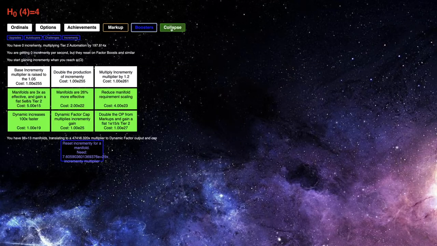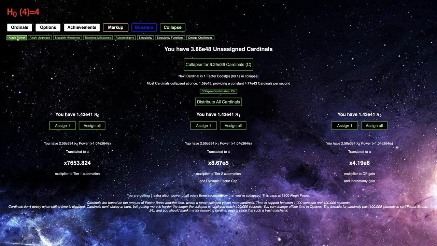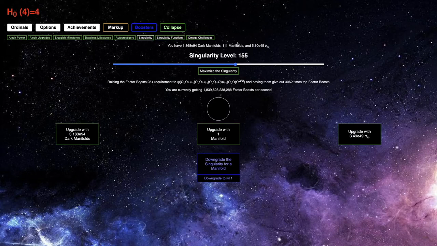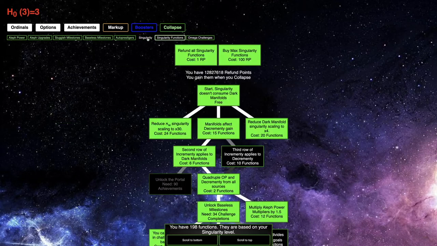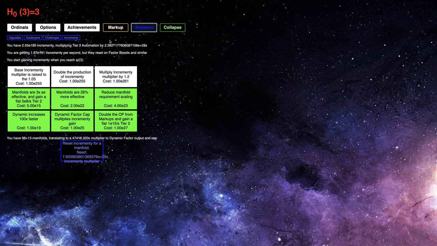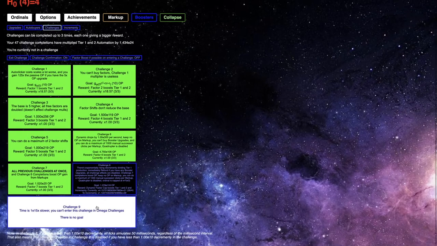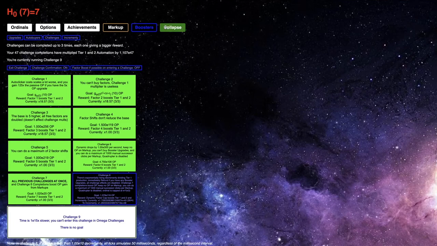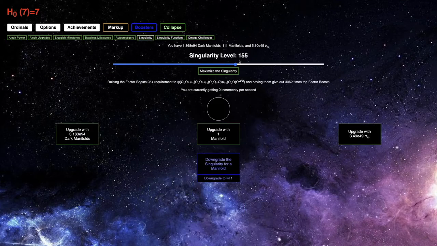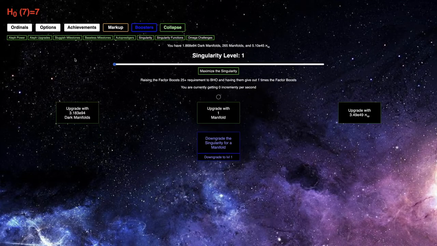So that's considerably faster than before. It would still take a long time to get to the hundreds of quadrillions though, so I'm not really gonna go for that. Instead, I will go for challenge 9. And this is where I think the effect is going to be huge. I am going to be able to get just a lot of incrementing.